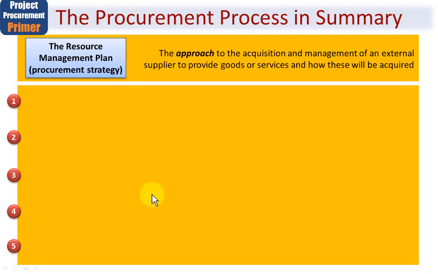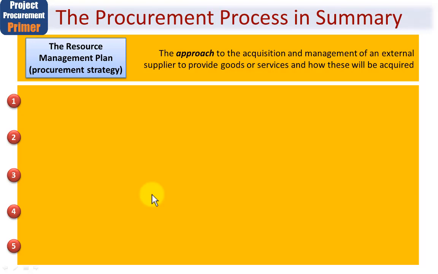Keeping at a high level, the procurement process in summary: the resource management plan, which as you know is the procurement strategy. It's how we're going to procure the goods and services for this particular project. It's the approach to the acquisition and management of an external supplier to provide goods or services, and how these goods or services will be acquired.